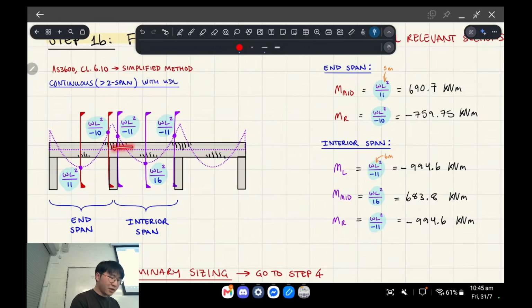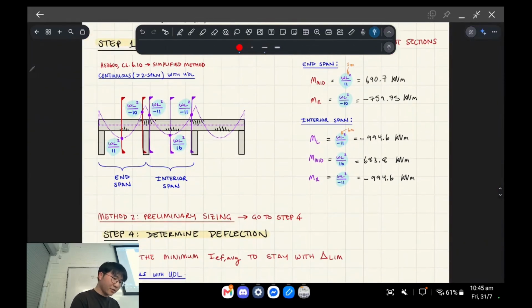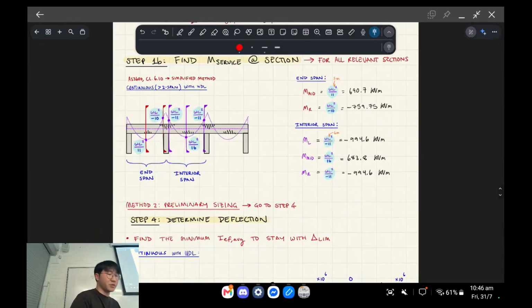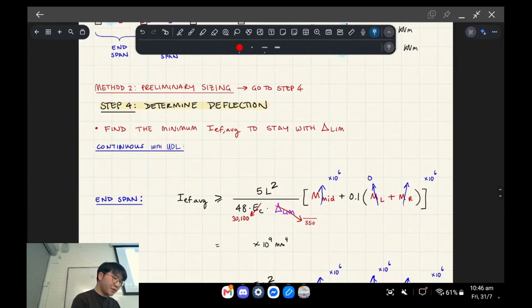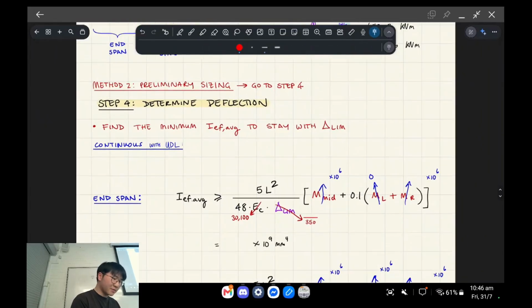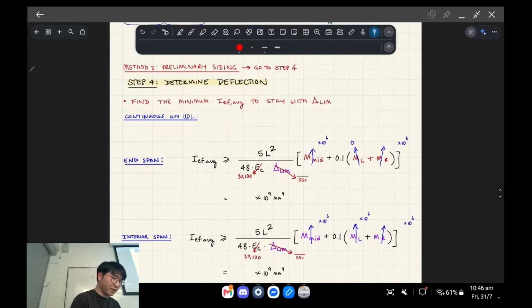the length is longer. So this was 6 meters instead of 5 meters over here. And then at the supports, remember these are negative and the middle should be positive, right? For the bending moment. So you can just get all those numbers through a simplified formula, which is really nice. Okay, so when you're doing my preliminary size step-by-step method, you basically skip to step 4. So you go from step 1 to 4.